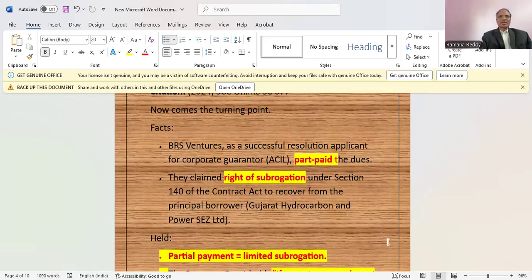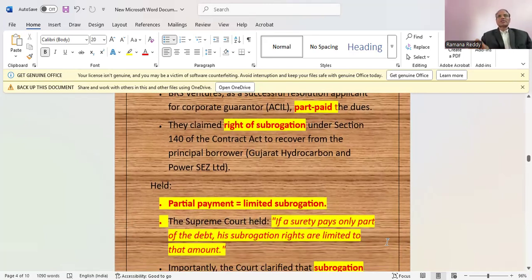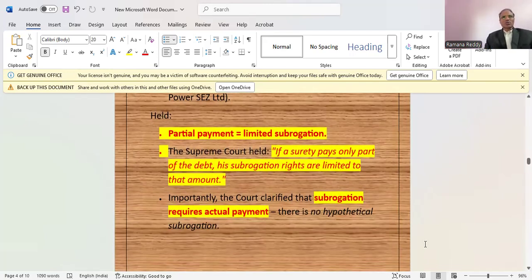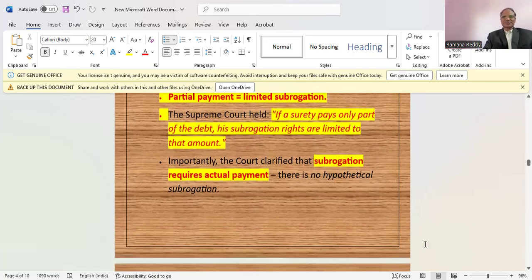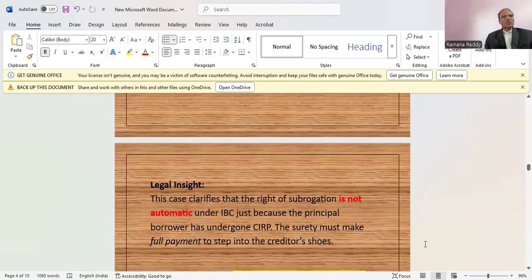The court held partial payment equals limited subrogation. The Supreme Court held that if the surety pays only part of the debt, subrogation rights are limited to that amount only. So the court clarified that subrogation requires actual payment. There is no hypothetical subrogation. This case clarifies that the right of subrogation is not automatic under the IBC just because the principal borrower has undergone CIRP. The surety must make full payment to step into the creditor's shoes.